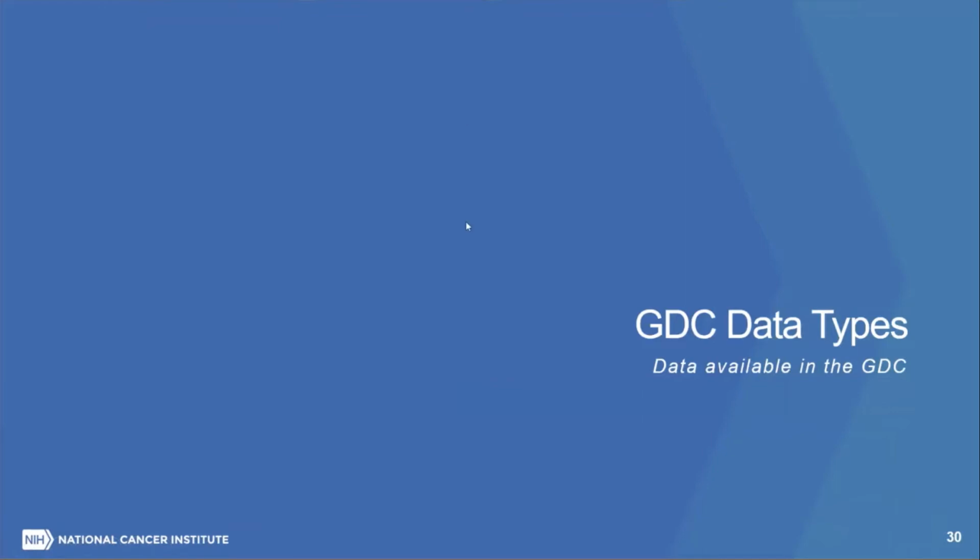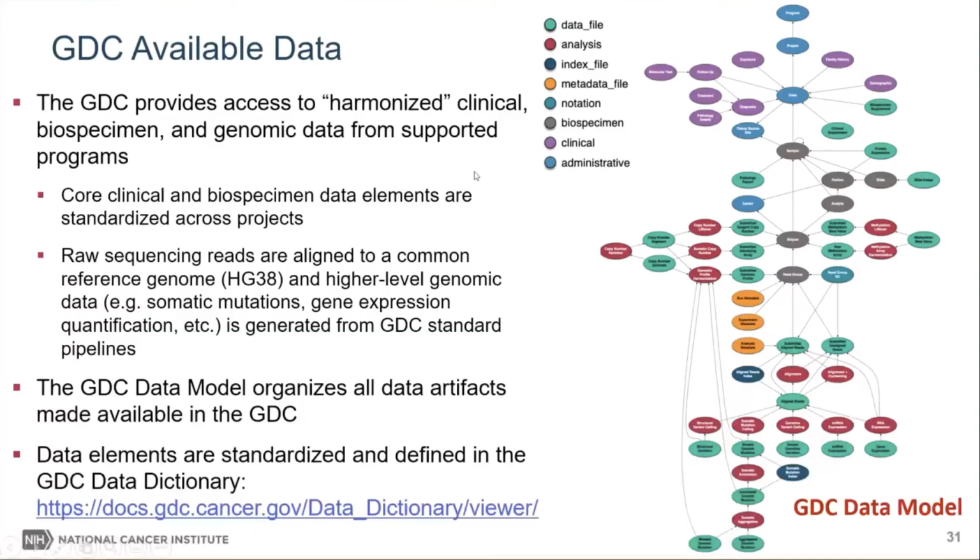Thank you, Sharon. In this section of the webinar today, I'll be talking to you about the GDC data types in general. First, to talk about the GDC available data. The GDC supports and provides access to many different data types, including clinical, biospecimen, and genomic data. Once the data is submitted to the GDC, it is standardized and users are provided access to it through the GDC portal. Data types such as core clinical and biospecimen data elements are standardized across projects, while data types such as sequencing reads are aligned to a common reference genome, for example, the HG38 build.